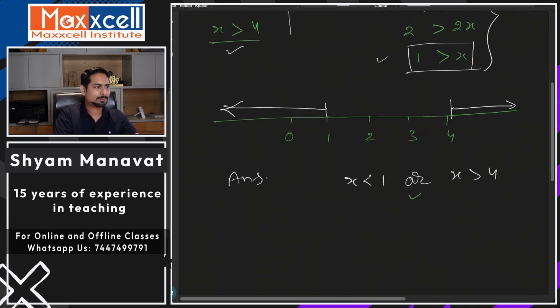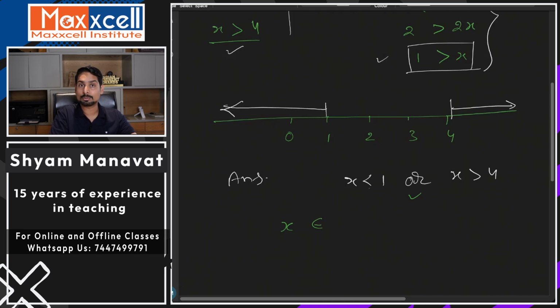Let's take a hypothetical situation. This is the answer for this question, and if you want to write this in the form of brackets, the range, if you want to represent this in the form of a set or brackets, how will you write? X belongs to both. Now see, here in both cases we do not have an equal sign, right?